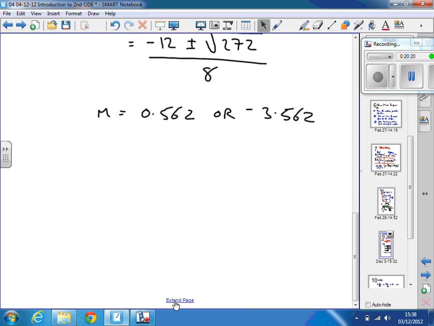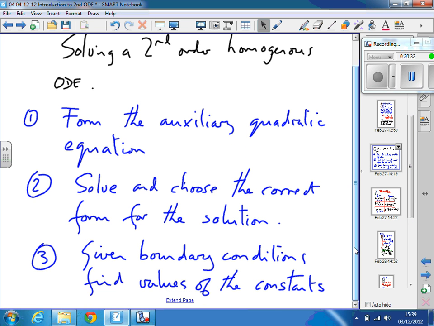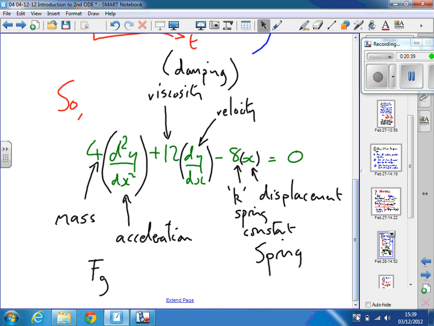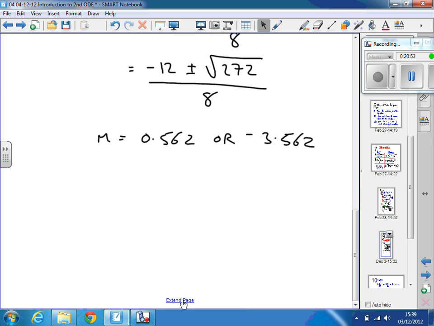Step 3. No, what was step 3? Oh, right. Sorry, we're not finished with step 2 yet, have we? Choose the correct form of solution. My mistake. Messed you up, yeah. In fact, what we're going to do is look at step 3, putting the values in, next time. So what we do now is look at the table.